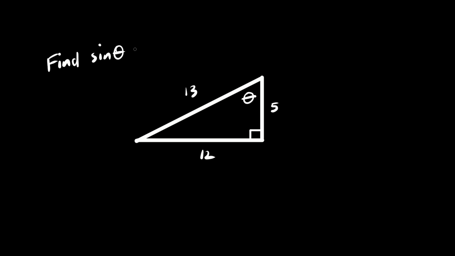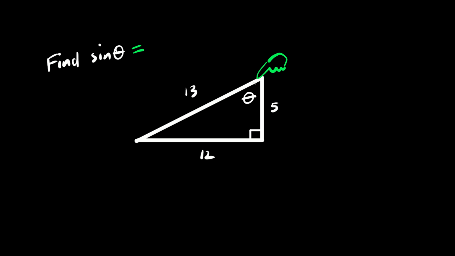Now let's find sine theta again for this triangle. This here is the 5, 12, 13 Pythagorean triple. Hopefully you can memorize this. Now keep in mind that theta is at the top this time. It's not on the side. Do not get confused. It's very important to place your finger here on the angle.